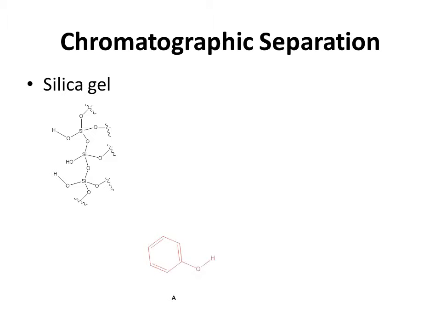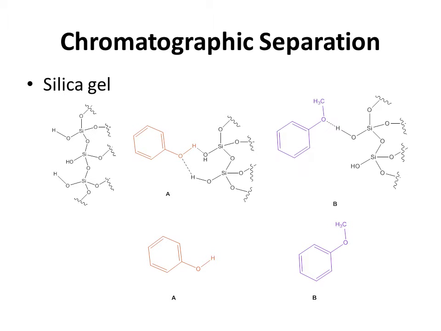If you look at compound A, it has an OH group as well, so it can both accept and donate hydrogen bonds to the surface of silica gel, and that allows it to bind pretty tightly. However, compound B can only accept hydrogen bonds from silica gel, so it doesn't stick quite as well. In essence, that means compound B should be washed off the silica gel more quickly than compound A, and we'll see that in our examples.